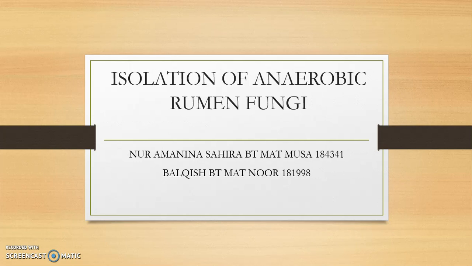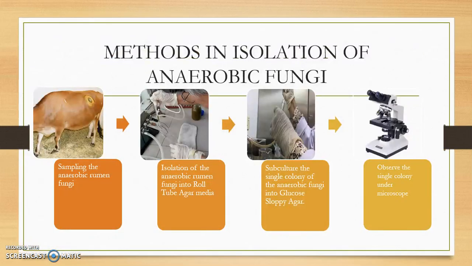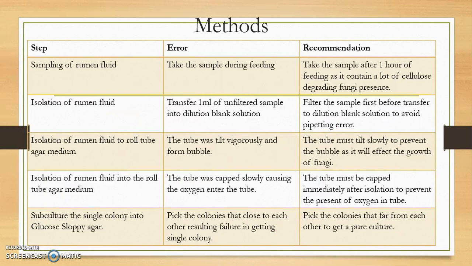So as for this session, I will explain the isolation of the anaerobic rumen fungi. First, these are the methods in isolation of anaerobic fungi, in big picture. We'll start with the sampling of the anaerobic rumen fungi from the cow. Next is the isolation of the anaerobic rumen fungi into roll tube agar media. Next is subculturing it into the glucose sloppy agar, and then we observe the colony of the fungi under the microscope. So these are the methods.